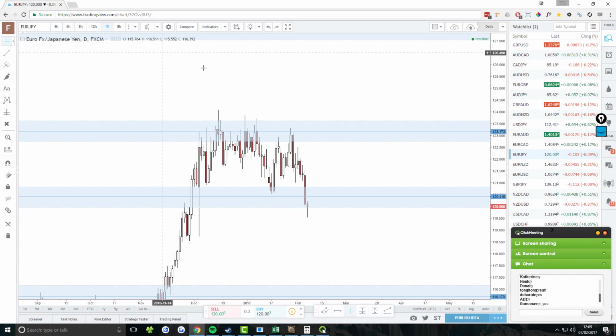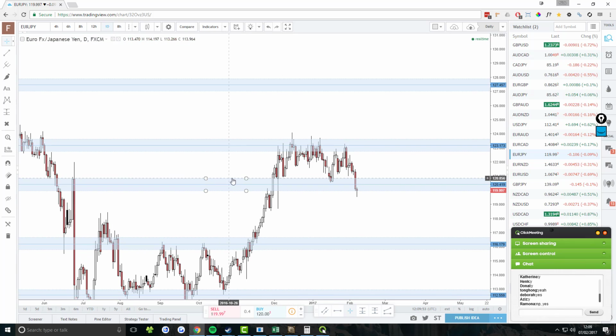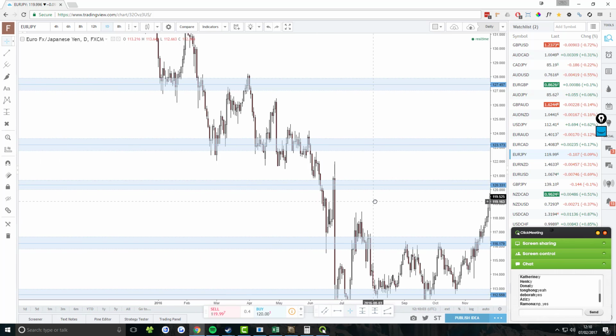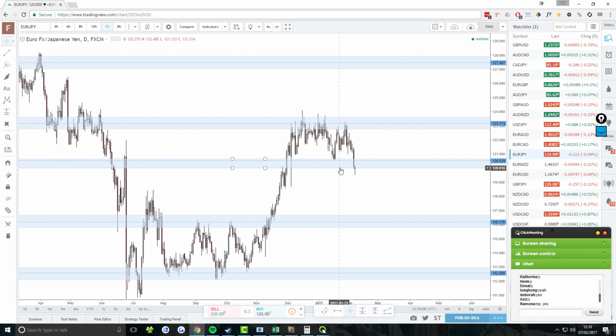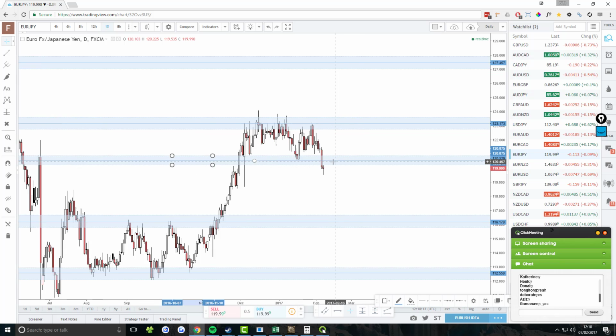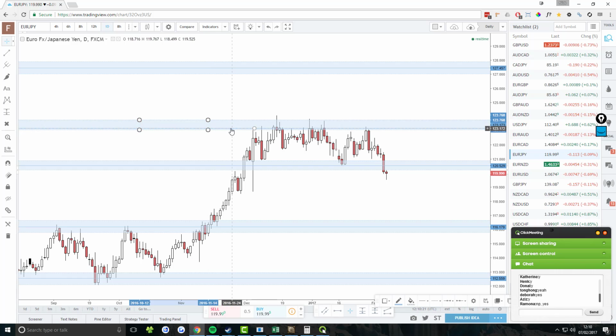EURJPY is forming pretty solid indecision on a support area, towards the lower end of this support though. Definitely towards the lower end, because the support seems to be closer to up here. Yeah, I'm not too sure about that.